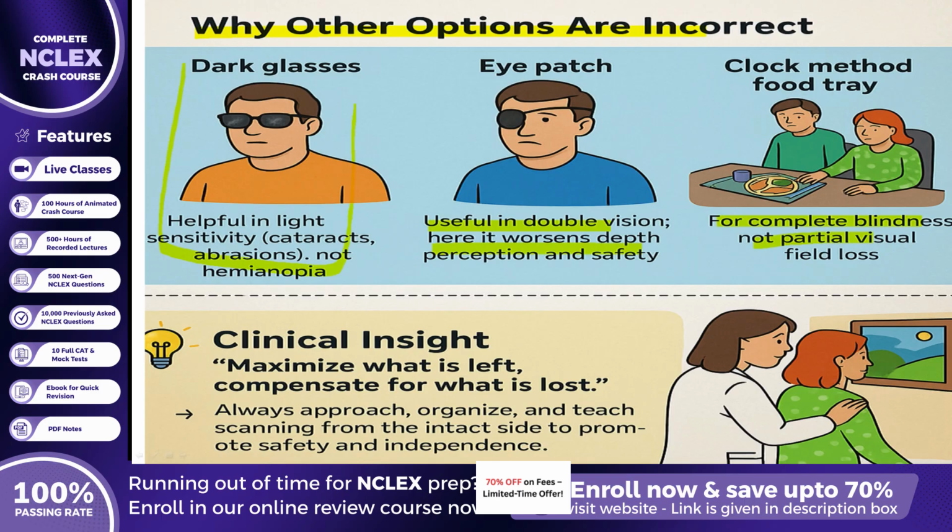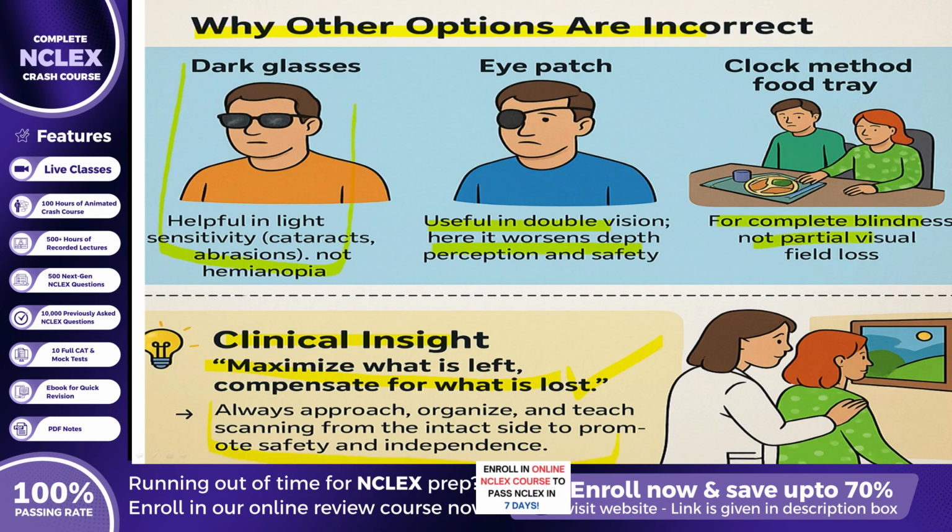Here is the clinical insight you should carry with you. Maximize what is left, compensate for what is lost. In hemianopia, always approach from the intact side, organize personal items on that side, and reinforce scanning strategies. This approach preserves safety, supports independence, and prevents frustration. Unlike complete blindness, hemianopia requires retraining visual attention rather than relying solely on tactile orientation.